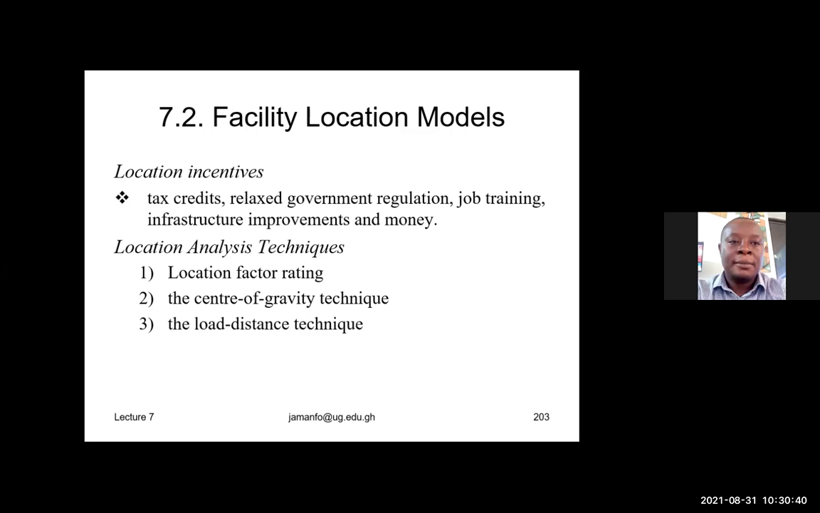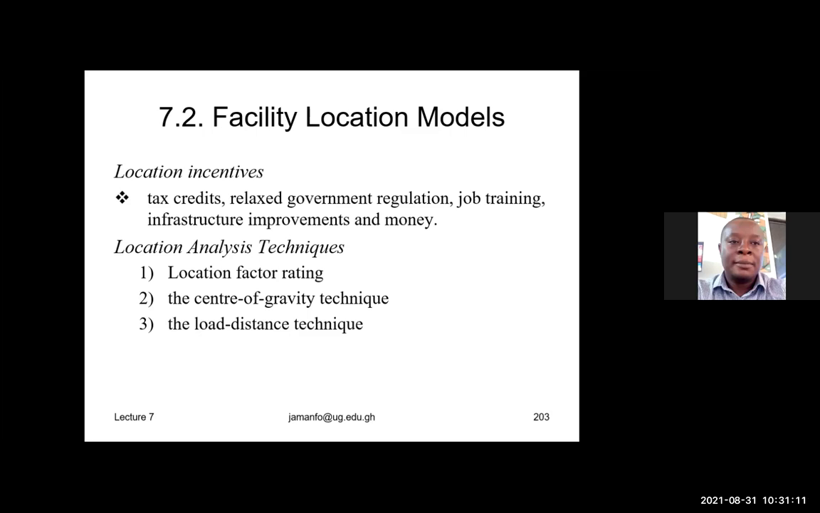Okay. So these are some of the location incentives: tax credits, relaxed government regulations, job training, infrastructure improvement, and money. In fact, just like the one district, one factory, government can say that if you are setting up within this district, I am going to support you with this amount of money. And that can push people to go into the district to help.